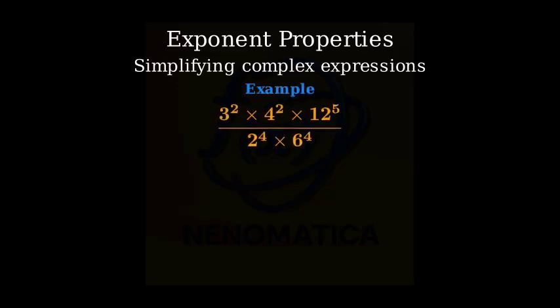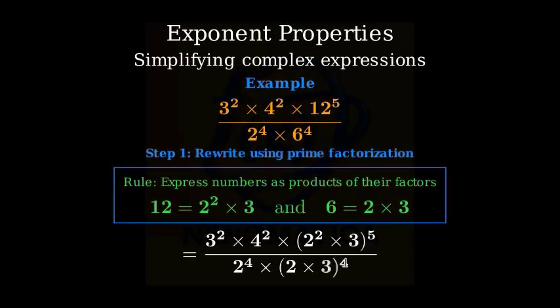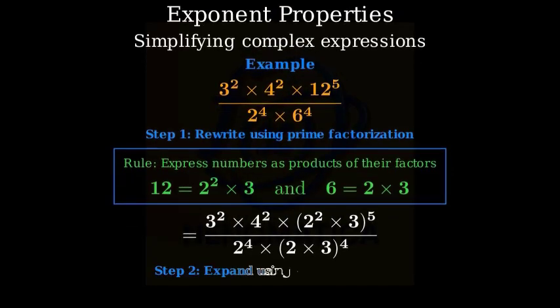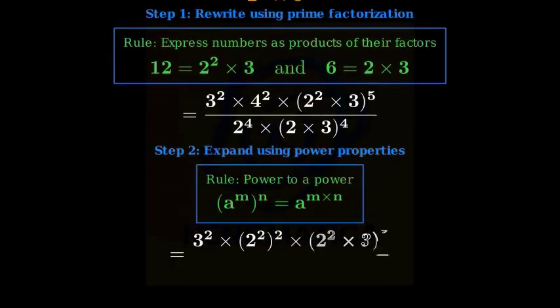We need to simplify the expression 3 squared times 4 squared times 12 to the power of 5 divided by 2 to the power of 4 times 6 to the power of 4. First, let's rewrite the expression by breaking down 12 as 2 times 3 and 6 as 2 times 3. This allows us to work with the same base numbers. Now, let's expand the expression. We'll focus on rewriting 4 squared as 2 squared squared, and expand the powers using the property that when raising a power to another power, we multiply the exponents.